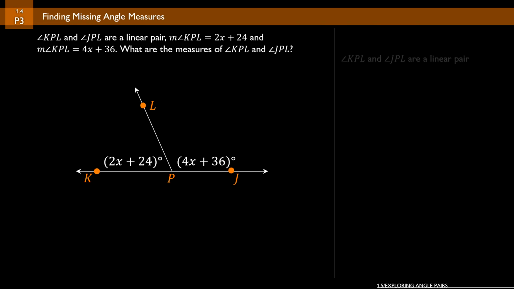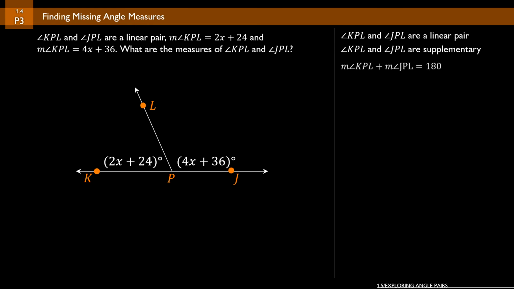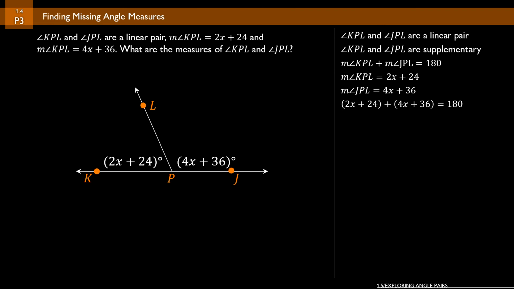So what we know is that angle KPL and angle JPL are a linear pair, which means that they're supplementary, so we can add them together and they equal 180. We can then substitute the measure of angle KPL as 2x plus 24 and the measure of angle JPL as 4x plus 36. Substitute these in to the angle addition postulate, and we have 2x plus 24 plus 4x plus 36 equals 180.